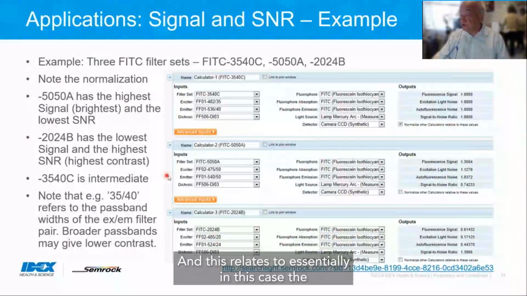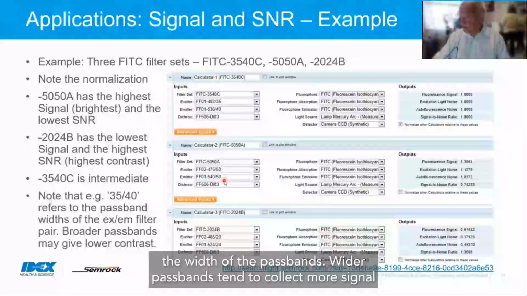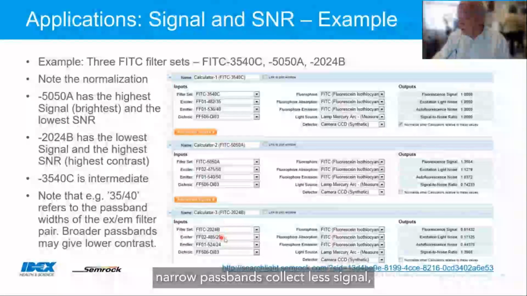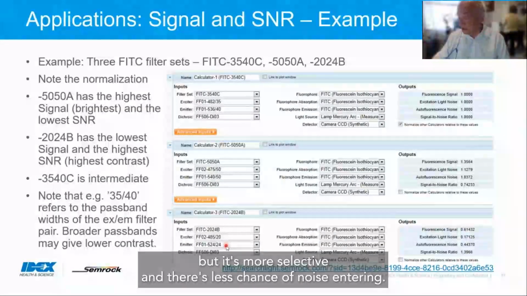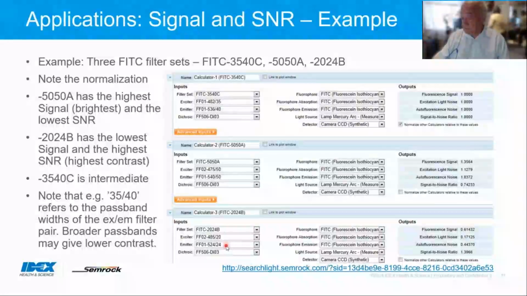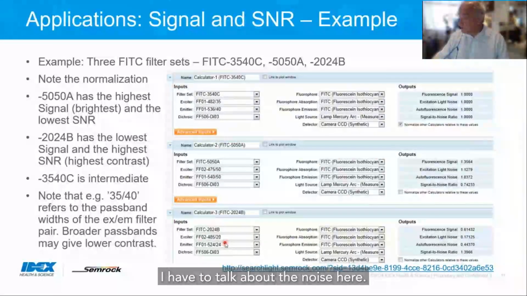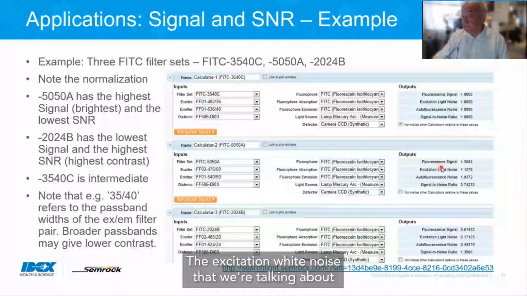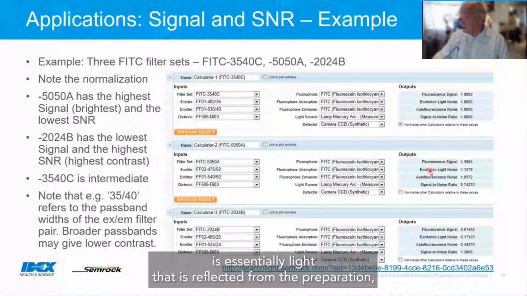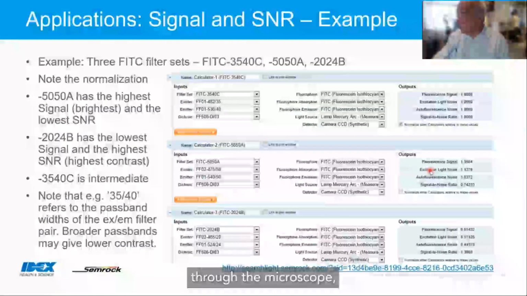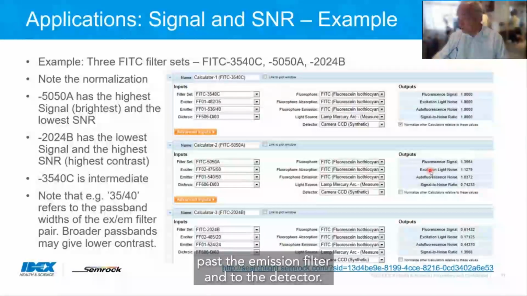This relates, in this case, to the width of the pass bands. Wider pass bands tend to collect more signal. Narrow pass bands collect less signal, but they're more selective and there's less chance of noise entering. I have to talk about the noise here. The excitation light noise that we're talking about is essentially the light that is reflected from the preparation through the microscope, past the emission filter, and to the detector.